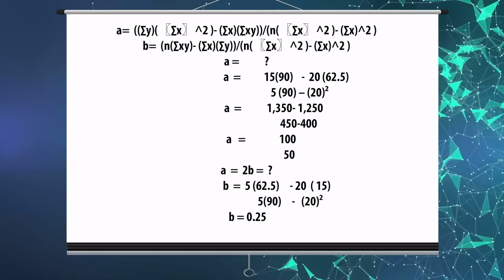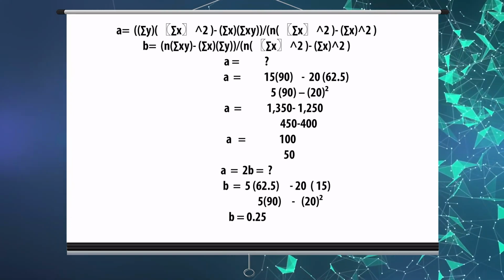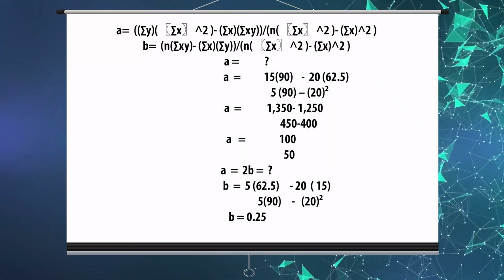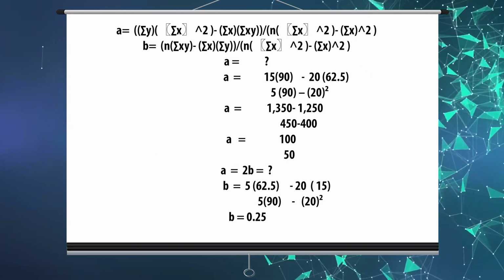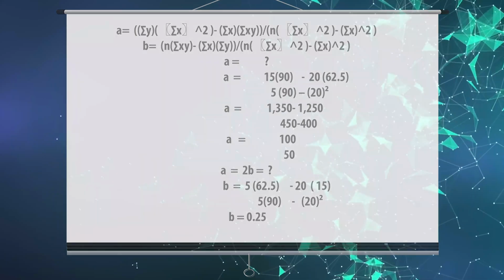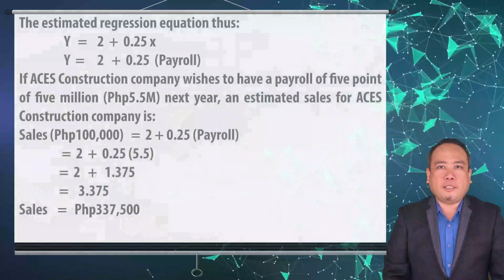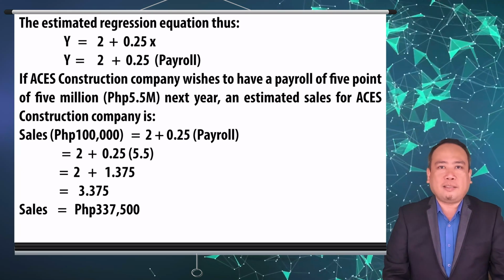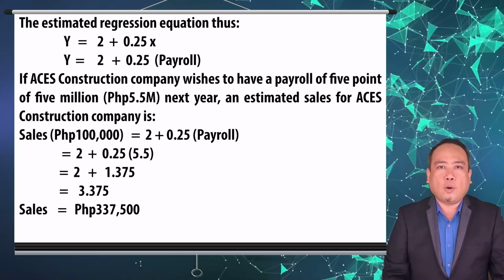And this can be further reduced or simplified as 2. For the value of B, substituting the values, we are able to get B is equal to 0.25. The estimated regression equation thus is y is equal to 2 plus 0.25x.